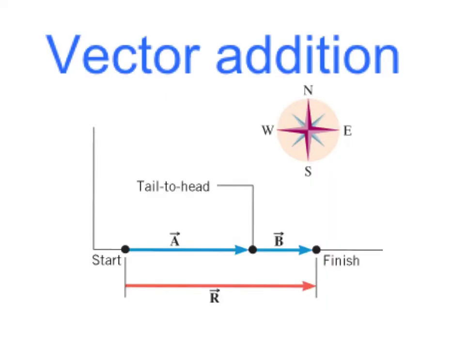So now that we know what vectors are, we're going to learn how to add them together. In order to add two vectors together, they have to be lying along the same line, such as vectors A and B in this diagram. Vectors A and B are both headed east, which is our positive x direction. So in order to add vector A and vector B together, we simply add them together.